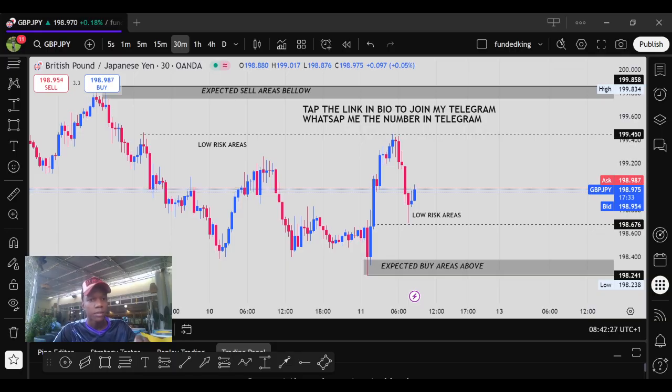Which strategy do you use? I said I use all strategies, majorly because every strategy works. The problem is failures. I normally find people abusing ICT and SMC. My dear brothers and sisters here, ICT and SMC work, but the problem is that you personally don't understand it. You personally don't understand it.